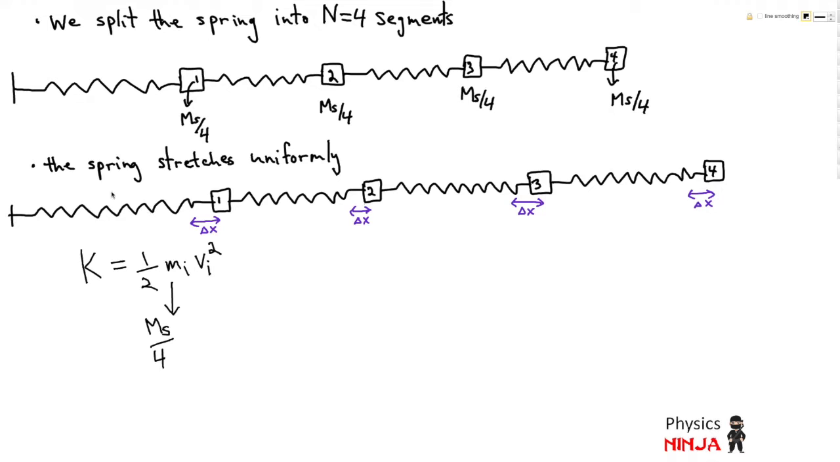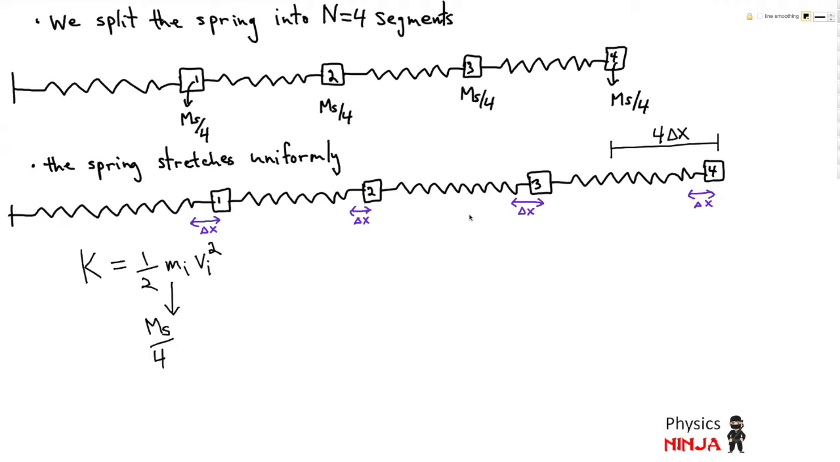Now, the other assumption I made was that the spring stretches uniformly. What does that mean? That means that if you stretch it out, each segment is going to stretch by the same amount that I've written here as delta x. You notice block number 1, in that instant, is not too far from its equilibrium position. However, if you add all those displacements, look at block number 4. It ends up being very far away from its original, or equilibrium, position. It ends up being 4 times delta x.